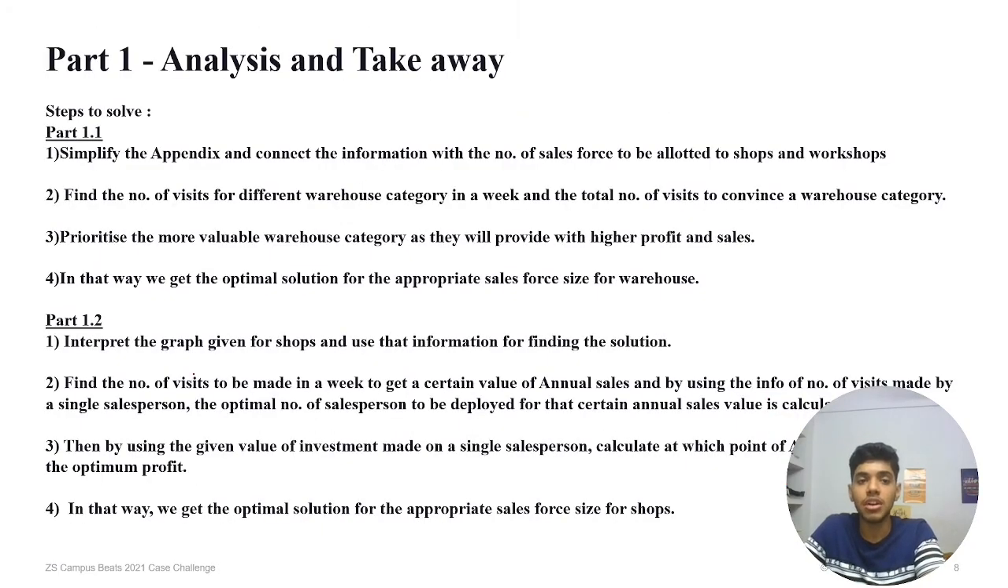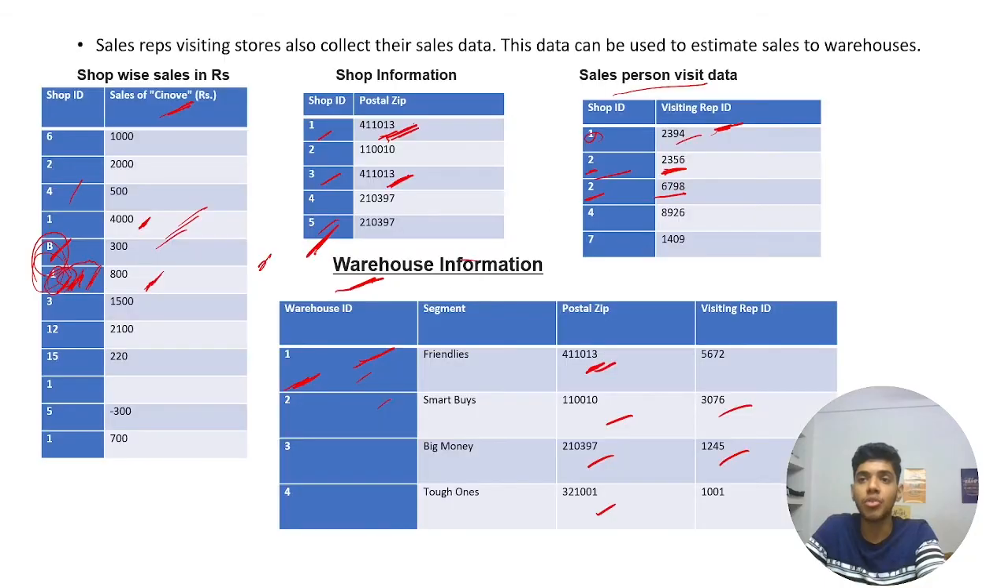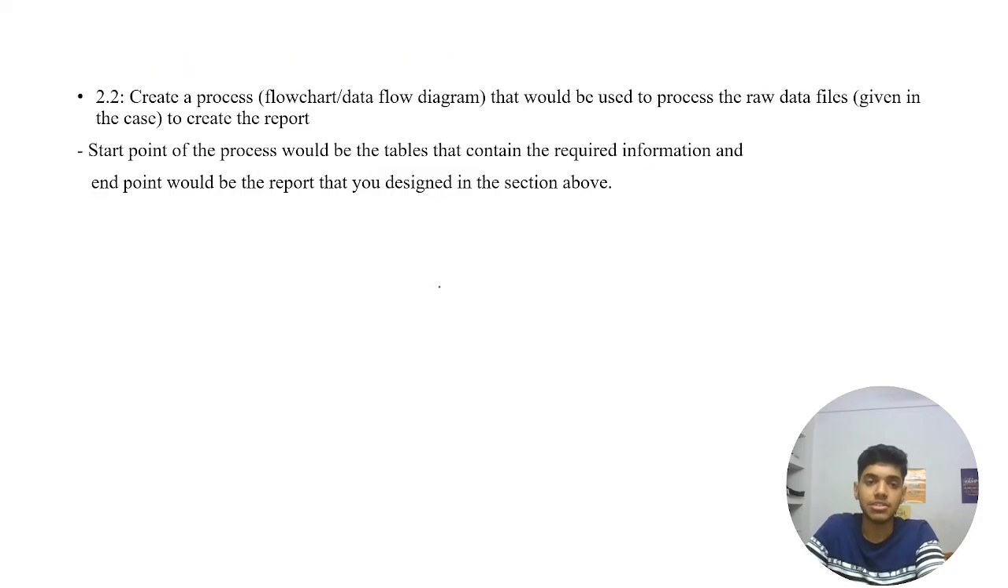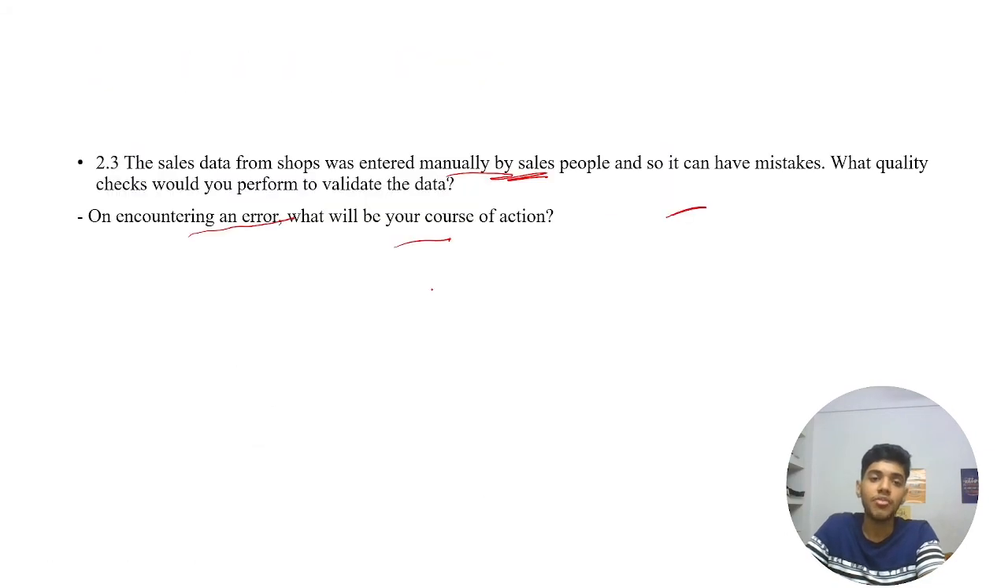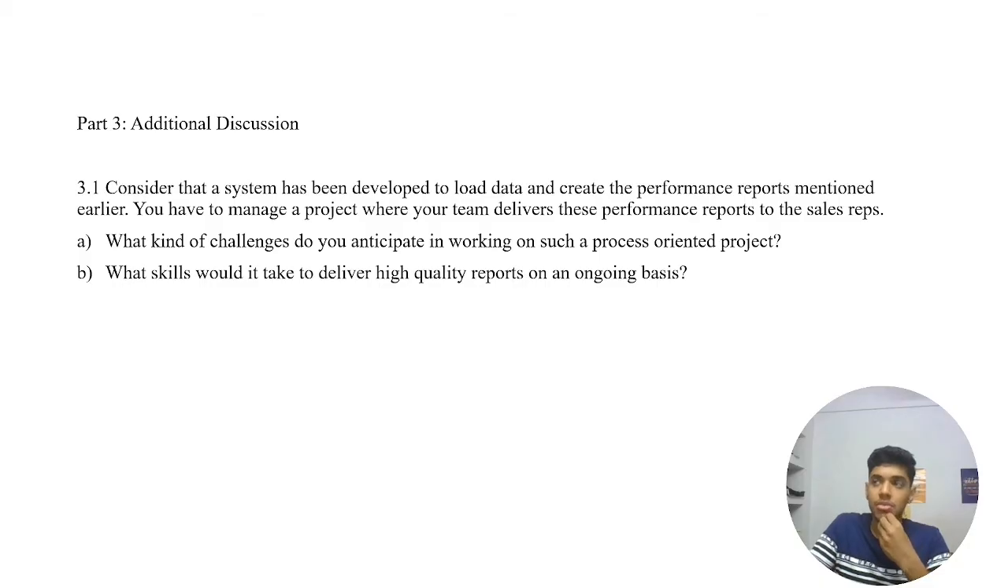And in part two, it was a qualitative one, but it tested our analytical skills. How do we find out which shops bought from which warehouses? How do we find the sales from warehouses by using the shop sales values? Then how do we find the sales for each representative? So this tested our analytical skills. In part three, they want to test our logical skills: how do we handle a situation?